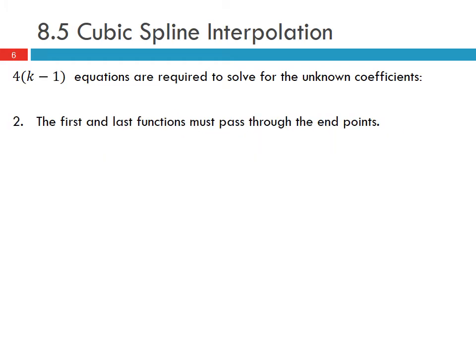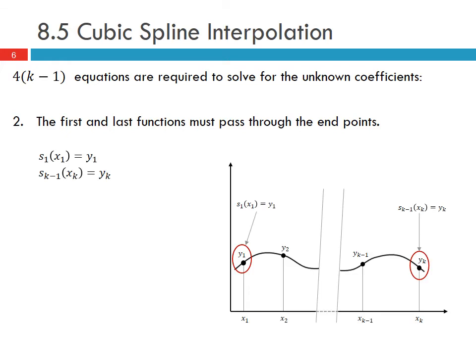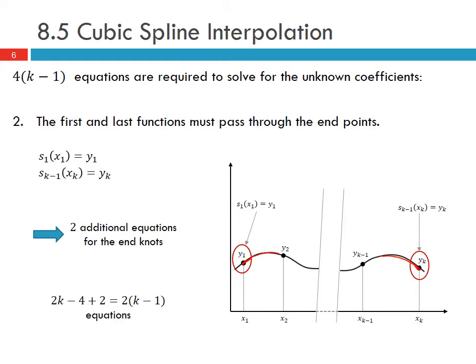The second condition is that the first and last functions must pass through the endpoints. So our S_1 has to pass through the point y_1 at x_1, and our S_{k-1} has to pass through the value y_k at x_k. So this gives us 2 additional equations for the end knots. So far we have 2(k-1) equations.